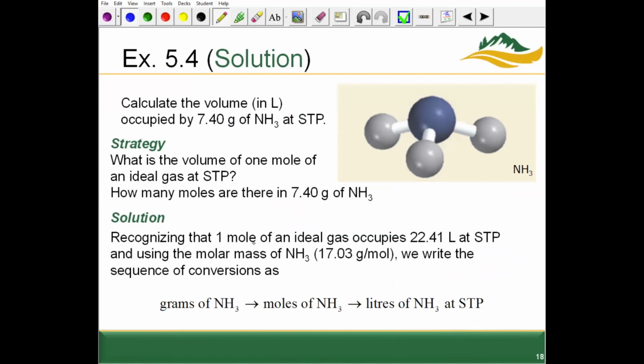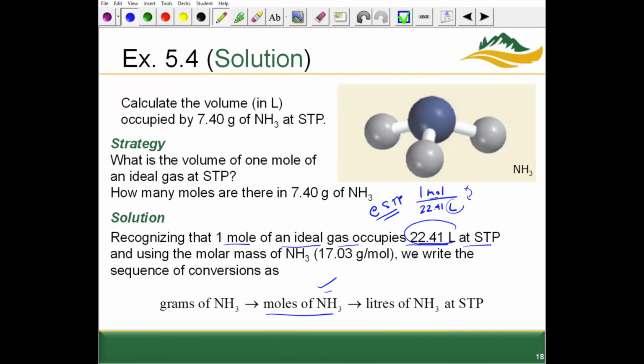So if you're recognizing that 1 mole of an ideal gas occupies 22.41 liters at STP, then we could have taken the moles of gas and used this conversion factor. This is only at STP, by the way. It's only the special case. At STP, 1 mole of gas occupies 22.41 liters. We can use this conversion factor, once we have the moles of ammonia, to then convert that into liters.